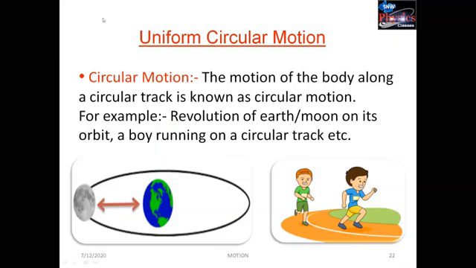So our next topic is uniform circular motion. Before we consider uniform circular motion, let us know what is circular motion. The motion of the body along a circular track. किसी भी बॉडी की जो मोशन होती है किसी सर्कुलर ट्रैक पे होती है तब उसे हम क्या बोलते हैं, सर्कुलर मोशन. फॉर एग्जांपल रिवॉल्यूशन ऑफ अर्थ, रिवॉल्यूशन ऑफ मून ऑन इट्स ऑर्बिट, और अ पर्सन रनिंग ऑन अ सर्कुलर ट्रैक. इट इज कॉल्ड सर्कुलर मोशन.